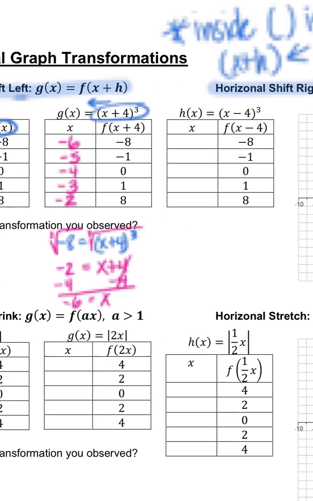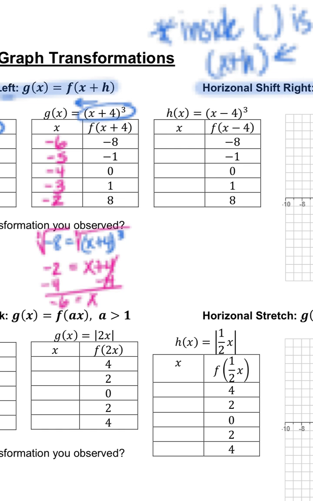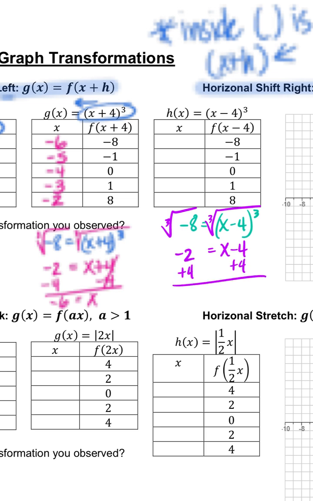And then the same thing here. We're going to take our negative 8. We're going to set it equal to x minus 4 cubed. And just like before, we have to take the cube root to get rid of the cubed. So the cube root of negative 8 is still negative 2. The cube root of x minus 4 cubed is x minus 4. So now we're going to add the 4, which indicates moving right. So x is negative 2 plus 4, which is 2. So now we have a 2 here.